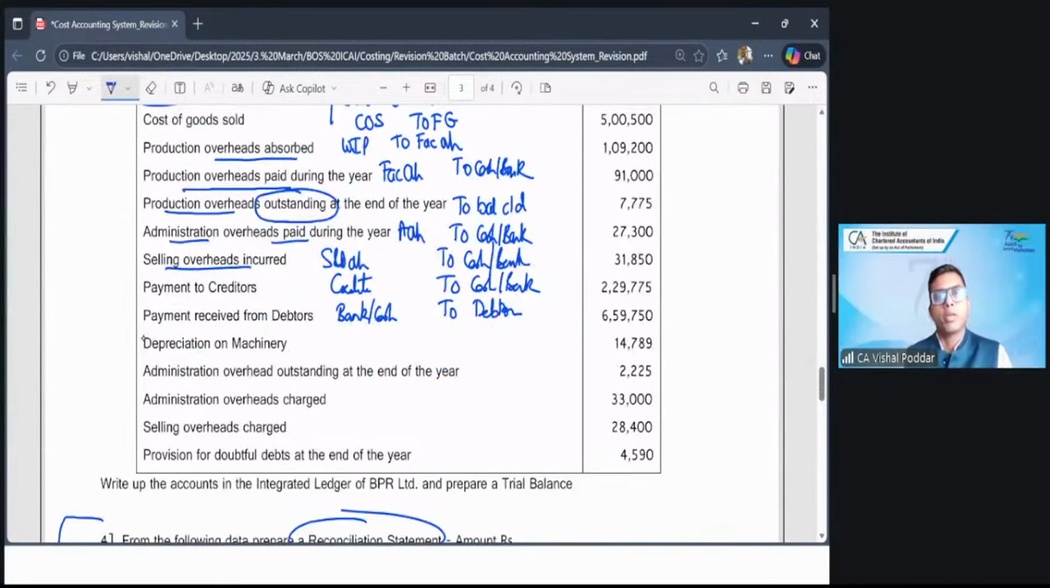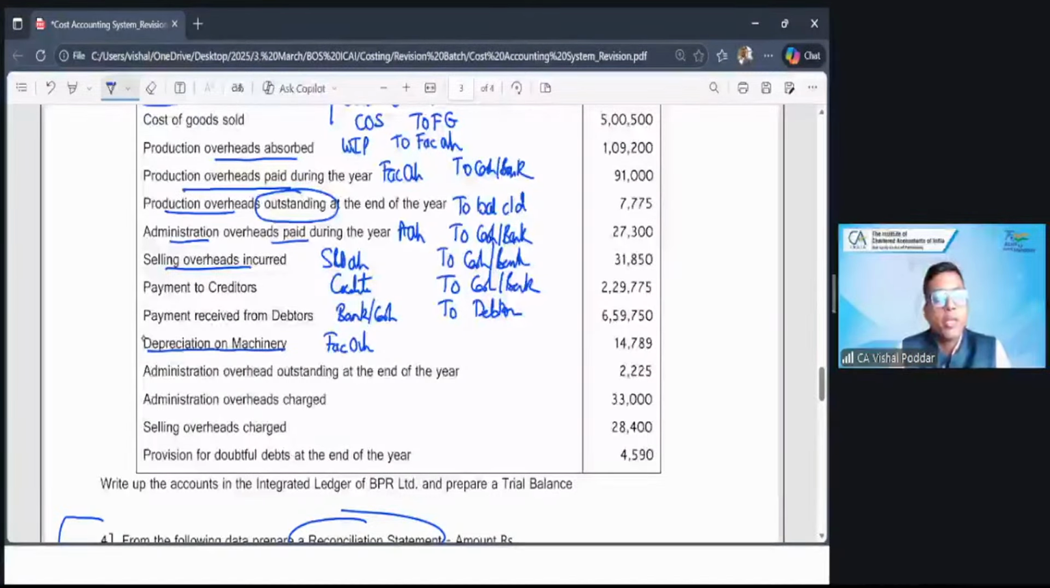Now something important, depreciation of machinery. Now see, depreciation is an overhead. Since it is of machinery, it will go to which overheads? It will go to your factory overheads. We do not have any depreciation account, rather we transfer it to the respective overheads account. So for us, it is a factory overhead, so factory overheads debit.